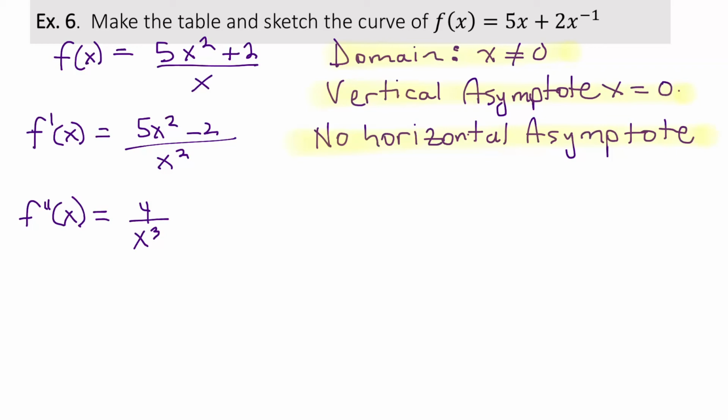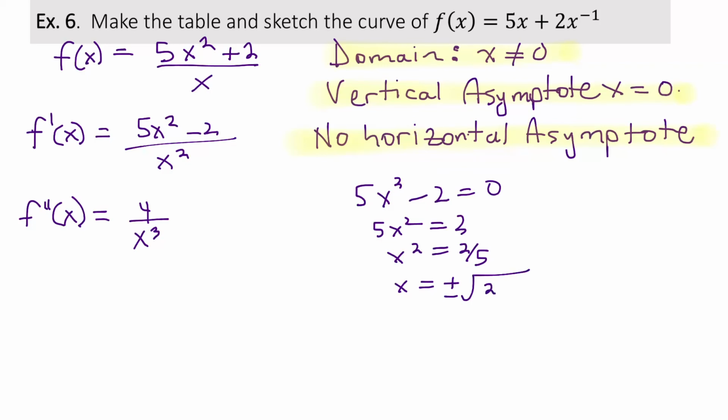In order to find our critical values, we need to find the x values that cause the numerator here to go to 0, where f prime of x would be 0. So if 5x squared minus 2 is equal to 0, that means that 5x squared would be 2, x squared would be 2/5, so x would be plus or minus the square root of 2/5. All right, so these are my critical values.